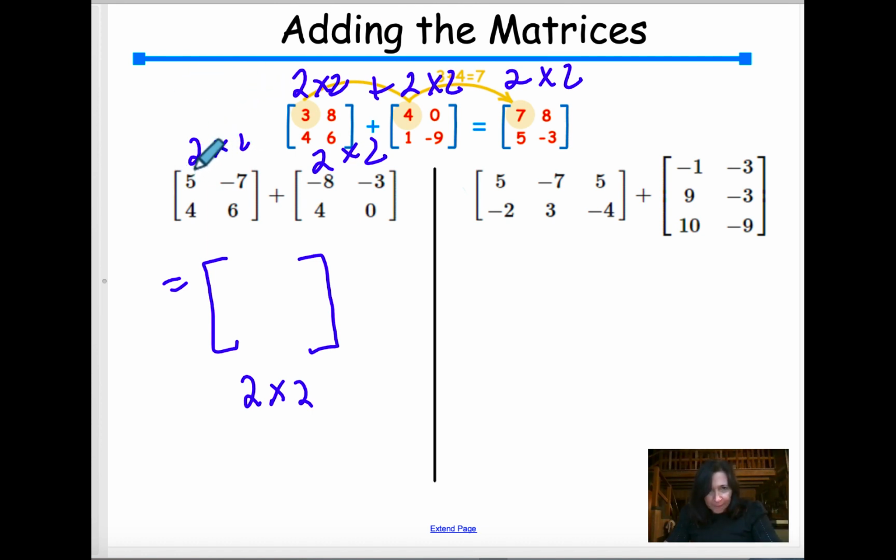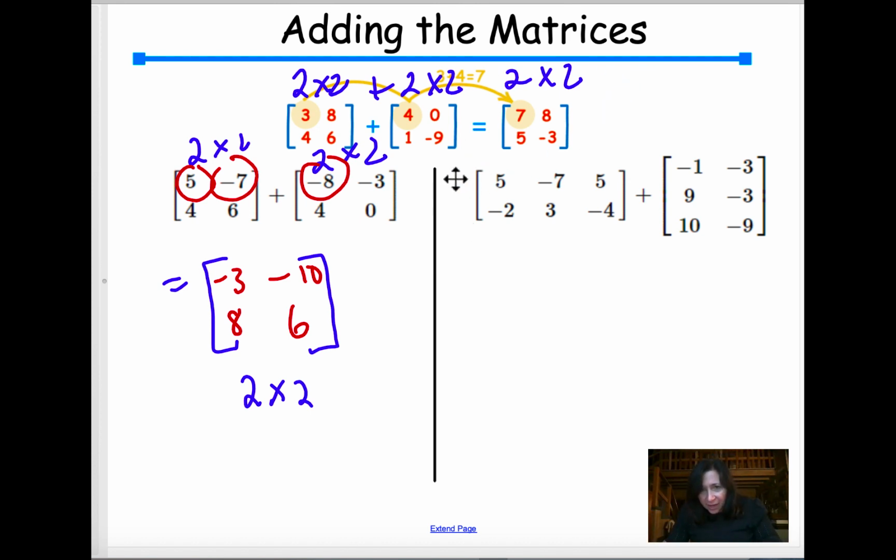So you're going to add each of the entries exactly where they are. So for example, 5 is going to be added to -8, okay? So 5 plus -8 is -3. -7 plus -3 is -10. 4 plus 4, that's 8. And then 6 plus 0, which is 6. So I'm done. That's it. Adding matrices is kind of fun.